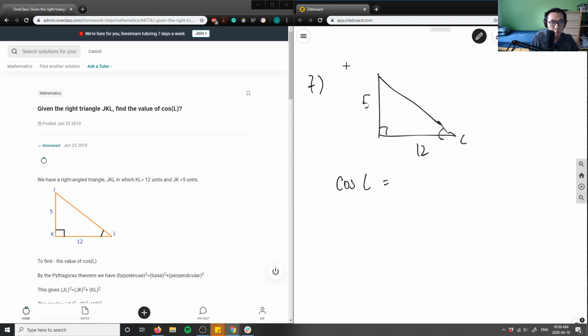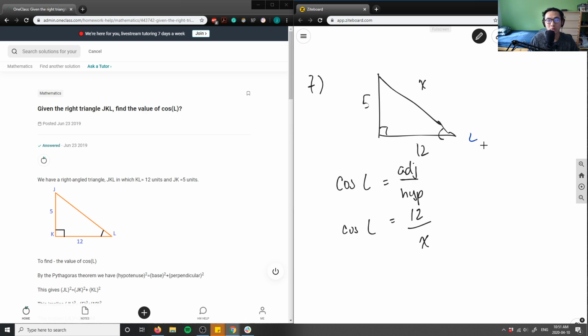So adjacent over hypotenuse. SOHCAHTOA, CAH is adjacent over hypotenuse. I'm going to say this value is x again, right? We don't know this value. Oh, sorry, this is L. It's adjacent to the angle L. So this is 12, which is good. And the hypotenuse is the longest side, and we don't know our hypotenuse. This is x, right? And so this is equivalent to cos L.